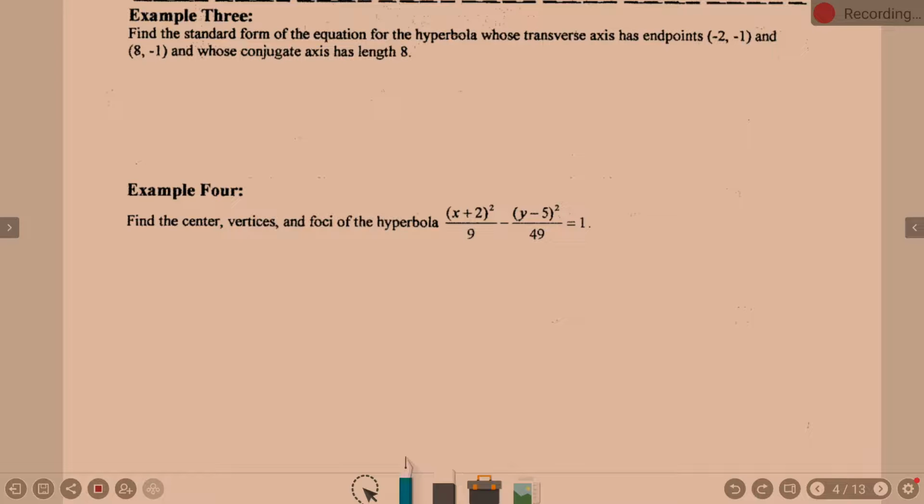So, example 3. Let's see what we can do with this. Find the standard form of the equation for the hyperbola whose transverse axis has endpoints (-2, -1) and (8, -1), and whose conjugate axis has length 8. So officially, we have to write an equation.